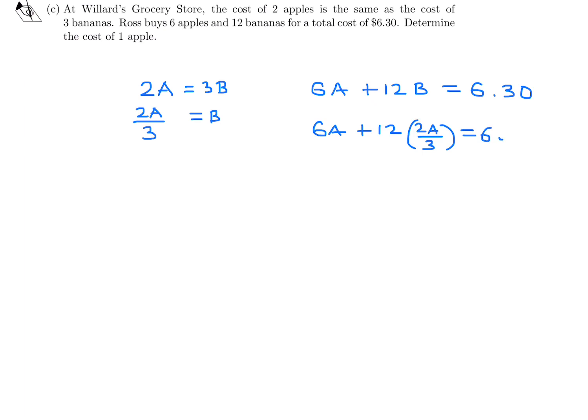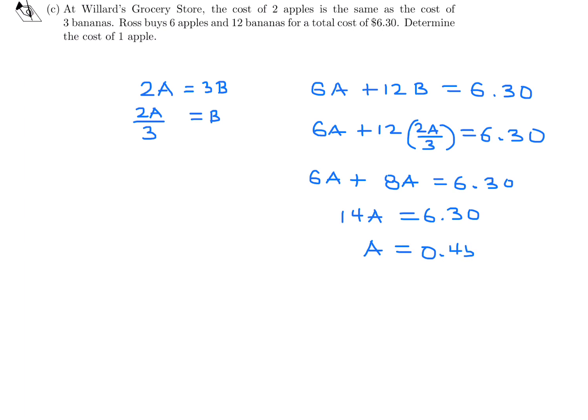So we can solve this now. This is going to be 6a plus 8a is equal to 630, and that's 14a is $6.30. Dividing through, we get a is equal to 0.45, also known as 45 cents. One apple is 45 cents.